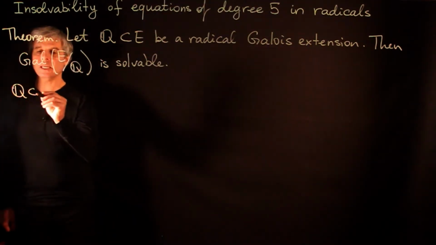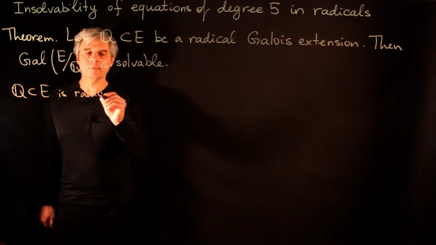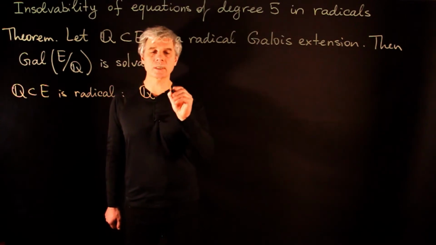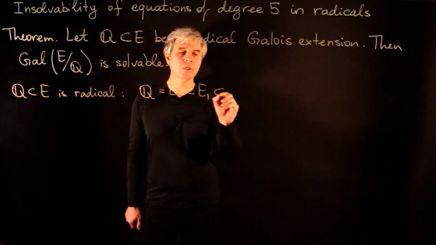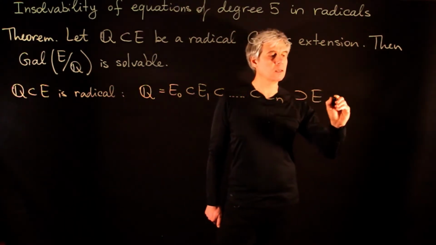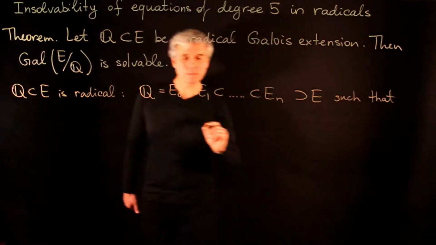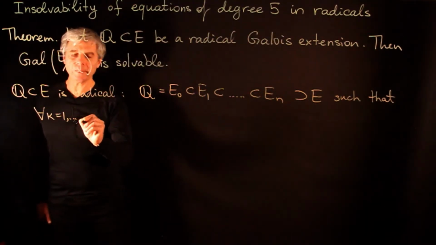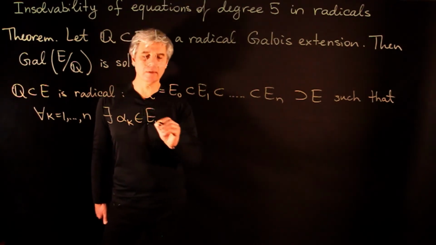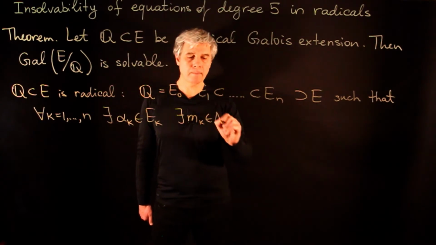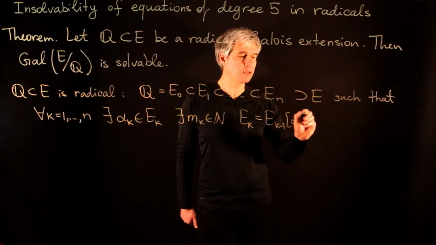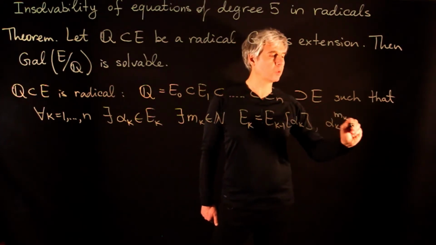So we say that the extension E is radical if there exists a chain of field extensions of Q. So Q, which is E0, sits in E1, which sits in En, and E is a subfield in En, such that for every k from 1 to n, there exists an element alpha k in Ek and an integer mk such that Ek is equal to Ek minus 1 with alpha k adjoined, and alpha k to the power mk belongs to Ek minus 1.